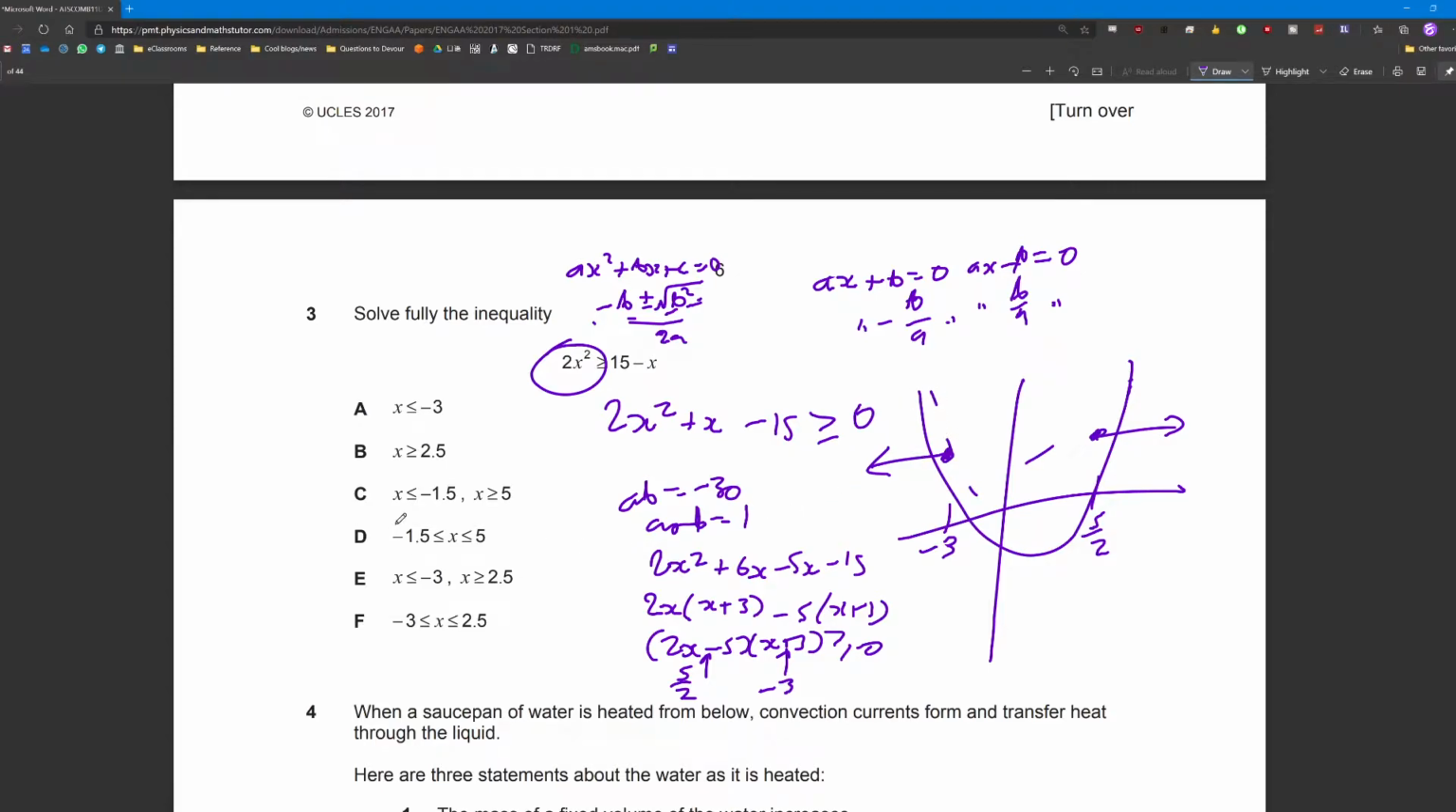So less than or equal to -3. This is a single inequality, so we skip it already, because a single inequality is not right. Less than or equal to -3, more than or equal to 2.5 here.